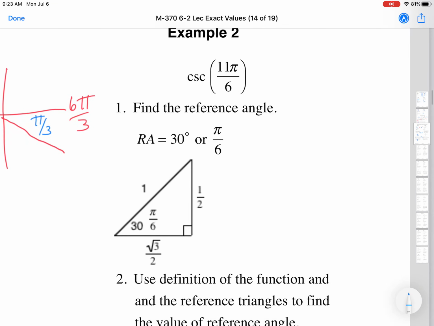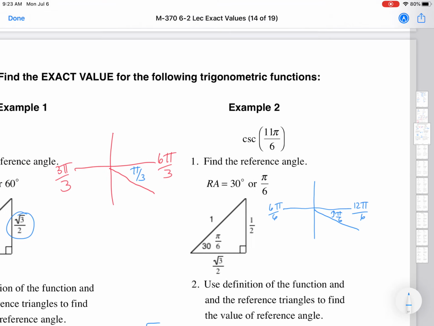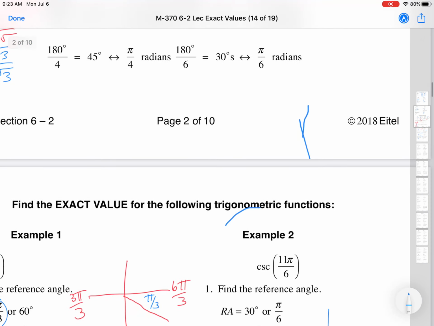So as we look for cosecant of 11 pi over 6, he's wanting us to find the reference angle. So again, 11 pi over 6. Is it closer to 6 pi over 6 or 12 pi over 6? Well, it's really close to 12 pi over 6. How far is it back? It's back a reference angle of pi over 6. Now what is cosecant? Cosecant's the flip of sine.